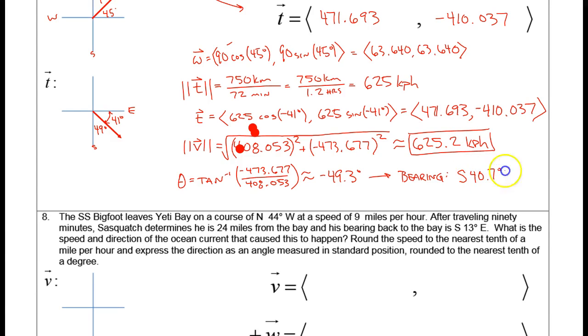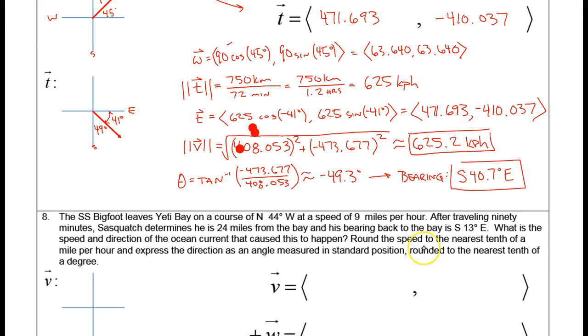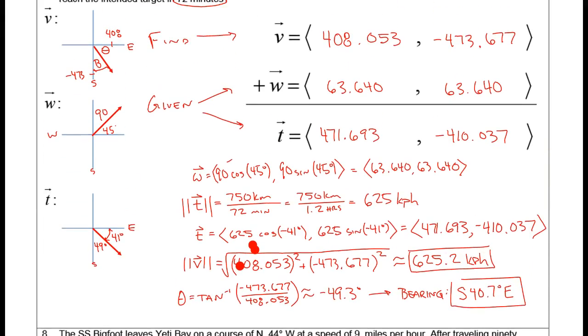40.7 degrees east. So there's our final answer. That's how the pilot needs to adjust his course. He needs to fly 625.2 kilometers per hour at a bearing of south 40.7 degrees east in order to reach his intended target on time.